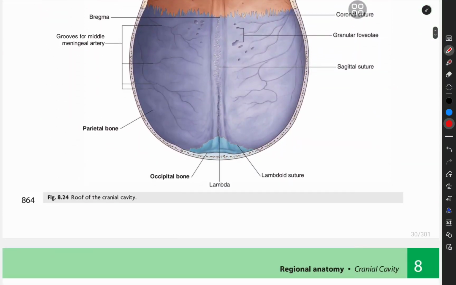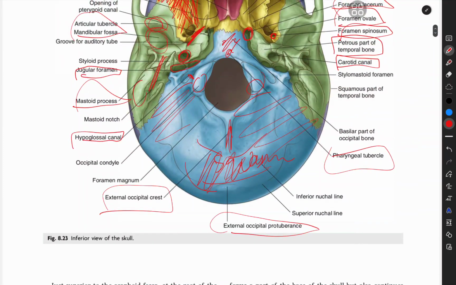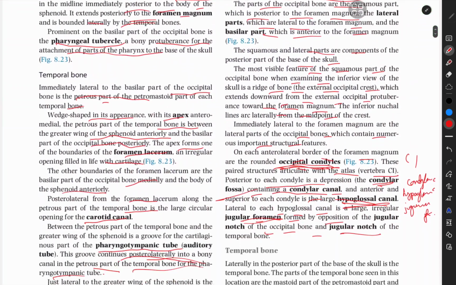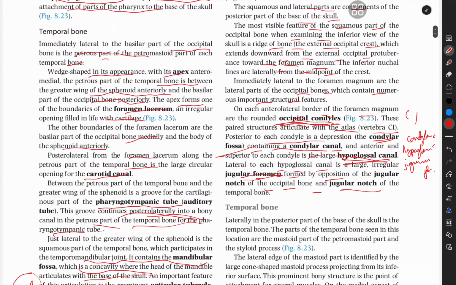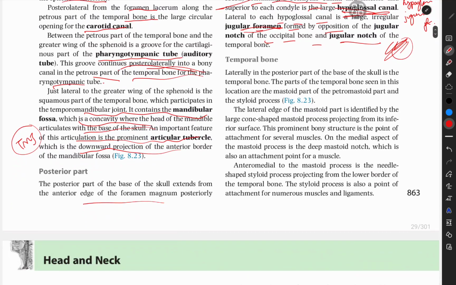Okay, let me find it. Condylar fossa. So this is the occipital condyle, and somewhere here should be the condylar fossa or condylar canal. Yeah, the condylar canal is there, right beside the occipital condyle.